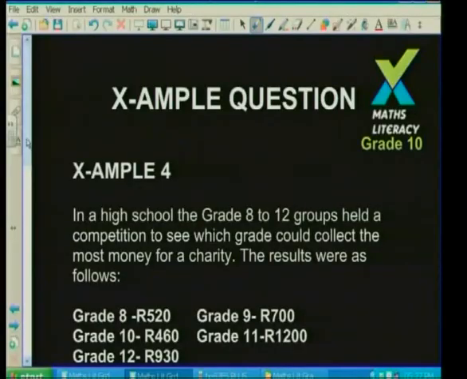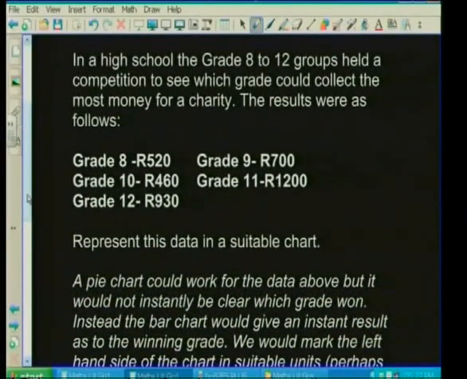Right, let's move on. Now, here's a question. In our high school, the grade 8 to 12 groups held a competition to see which grade could collect the most money for a charity. The results were as follows. Grade 8, 520 Rand. Grade 9, 700 Rand. Grade 10, 460. Grade 11, 1,200 Rand. Grade 12, 930 Rand. Represent this data in a suitable chart.